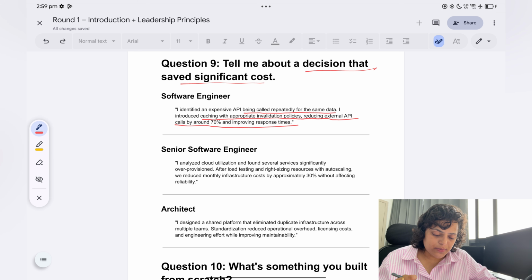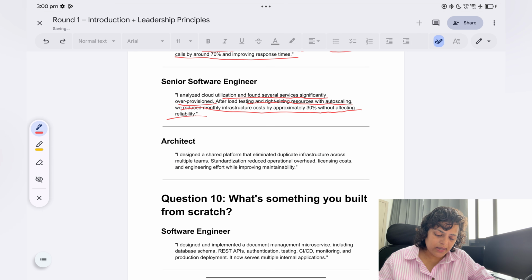Now the senior software engineer is expected to answer for the decision that saved significant cost. He will say that I analyzed cloud utilization and found several services significantly over provisioned. Okay, you don't require that much resource for that service, but still it is over provisioned. So after load testing and right-sizing resources with auto scaling, we reduced monthly infrastructure cost by approximately 30% without affecting reliability. Okay, and then the architect, what he will say is that I designed a shared platform that eliminated duplicate infrastructure across multiple teams. Standardization reduced operational overhead, licensing cost, and engineering effort while improving maintainability.